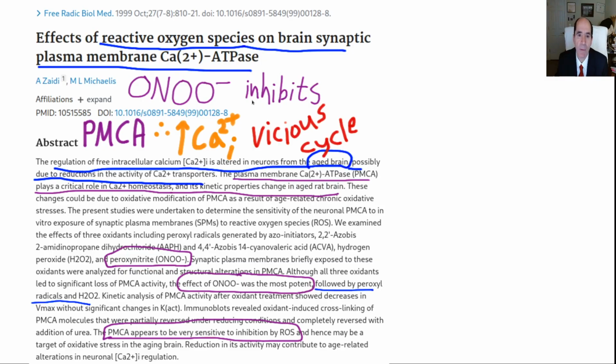Okay, here's another paper about the monster peroxynitrite, how it destroys the plasma membrane calcium ATPase. Reactive oxygen species on brain synaptic plasma membrane calcium ATPase. Okay, peroxynitrite's a monster. You don't want to be making it.